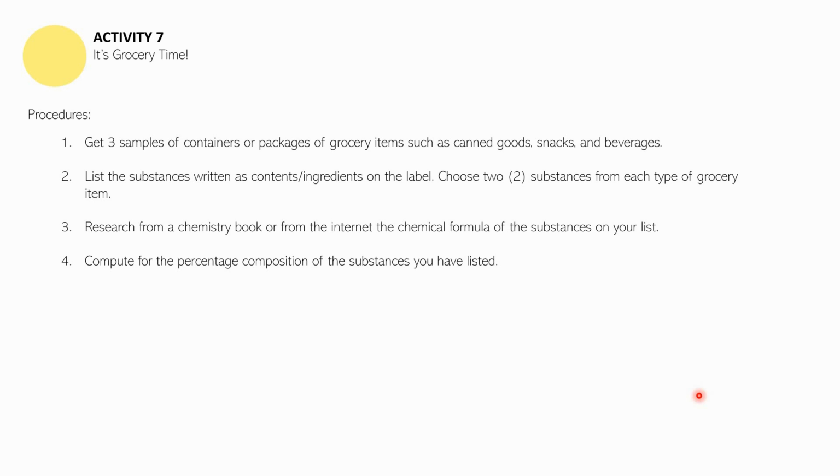Basta dapat may mga information sila on the ingredients. Okay, yun yung kailangan kasi natin. And then beverages, kailangan meron din sila, again, information on ingredients. Now, what you need to do is you have to look at the list of ingredients and then list the substances written as contents or ingredients in the label. You have to choose 2 substances from each type of grocery item. So, halimbawa, meron kang canned good, pili ka ng 2 substances. Meron kang snacks, pili ka rin ng 2 substances. And then, meron kang beverage, you have to just choose the 2 substances too.